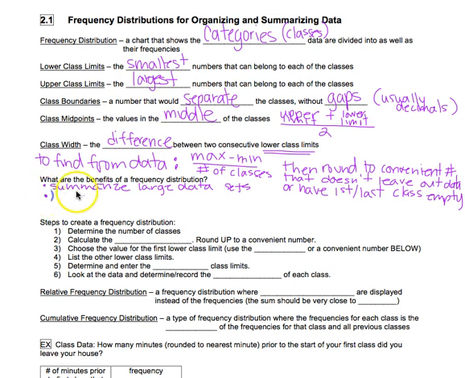The other thing that it allows us to do is to identify outliers. You can see them pretty quickly. We can see the shape of the distribution, which we'll talk more about shapes in further sections. We'll talk about one particular shape today. And then we also sometimes use the frequency distribution as a basis for certain types of graphs.